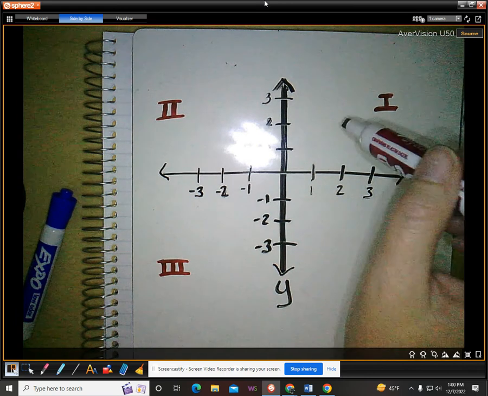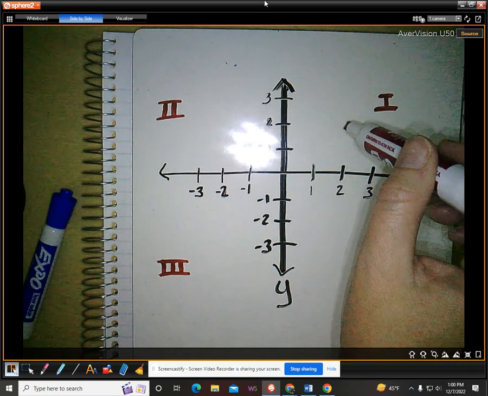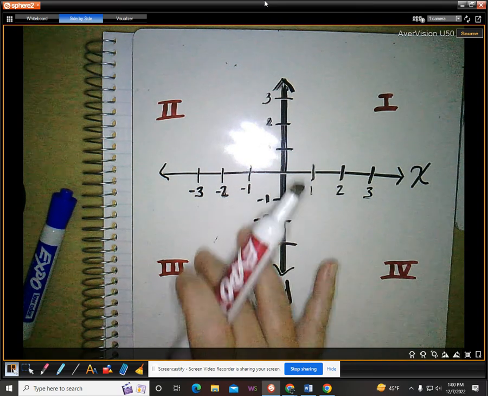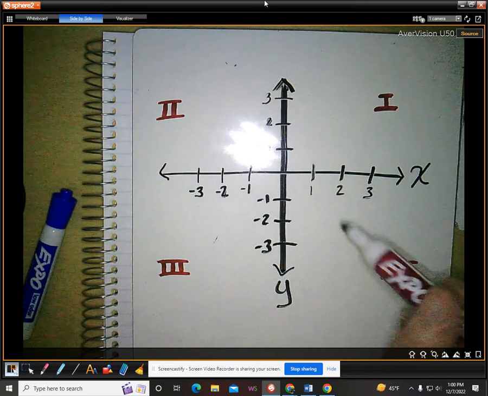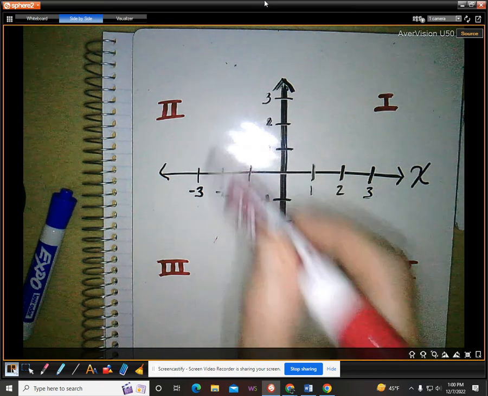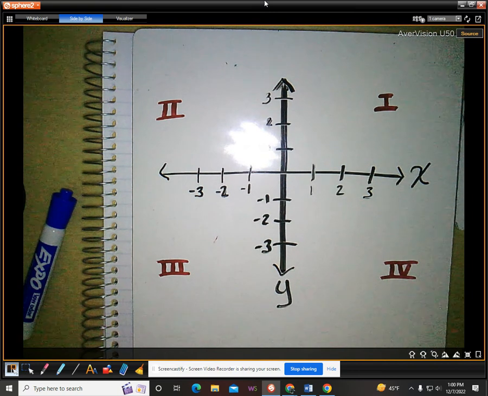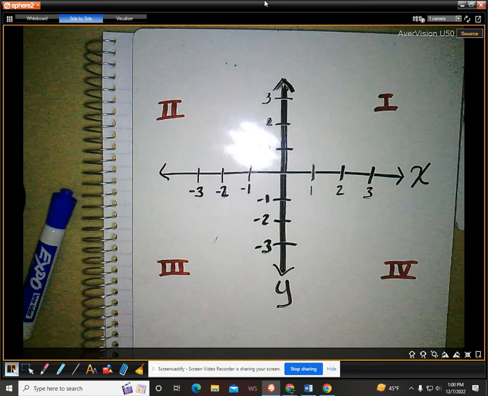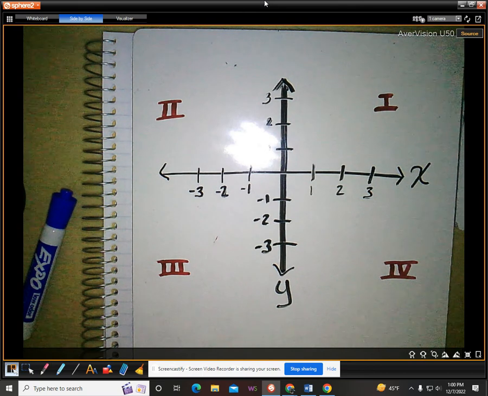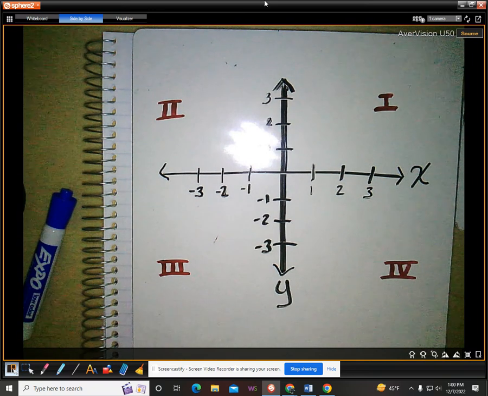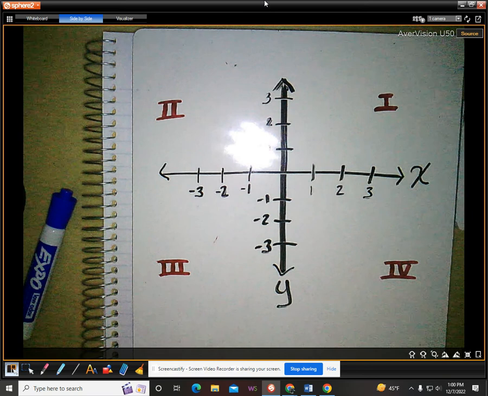So if I had a dot up here, that's in quadrant 1. If I had a dot down here, that's in quadrant 3. If I had a dot over here, that's quadrant 4. A dot up here, that's quadrant 2. Quadrants are different than ordered pairs. Right? Ordered pairs I'll get to in just a second. But that is your foundation of what a coordinate plane is and what quadrants are. If you think of the word quad, how many is quad?